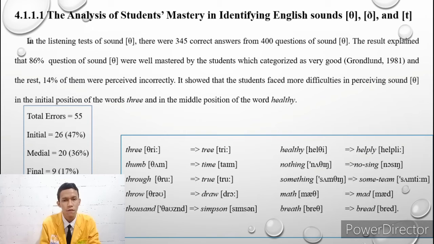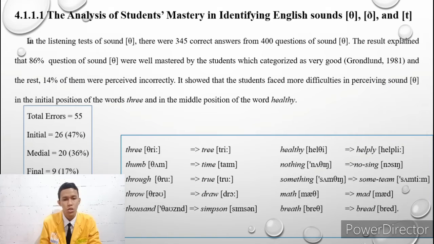In the listening test of the sound th, the result explained that 86% of questions of sound th were well mastered by the students, which is categorized as very good. And it shows that the students faced more difficulties in perceiving sound th in the initial position of the word three and in the middle position of the word healthy. The total errors are 55: 26 in the initial position, 20 in the middle, and 9 in the final position.